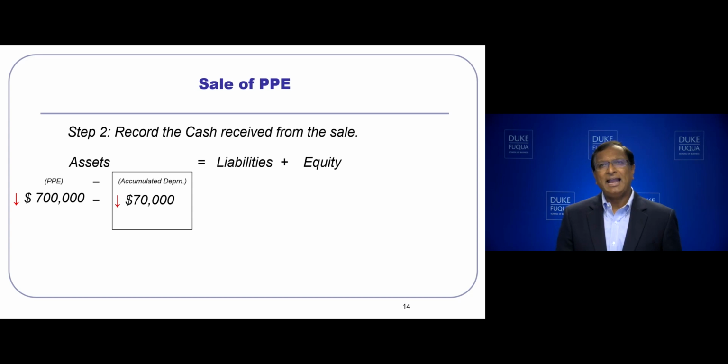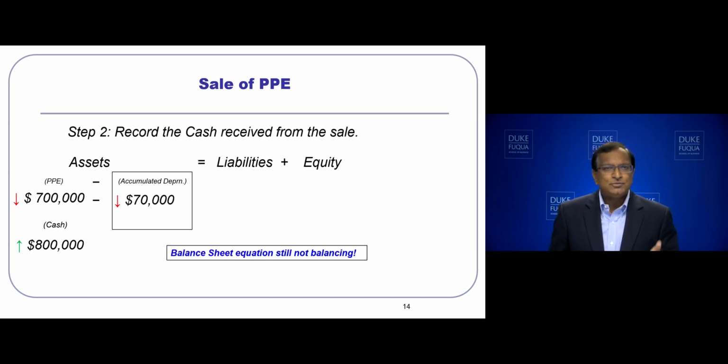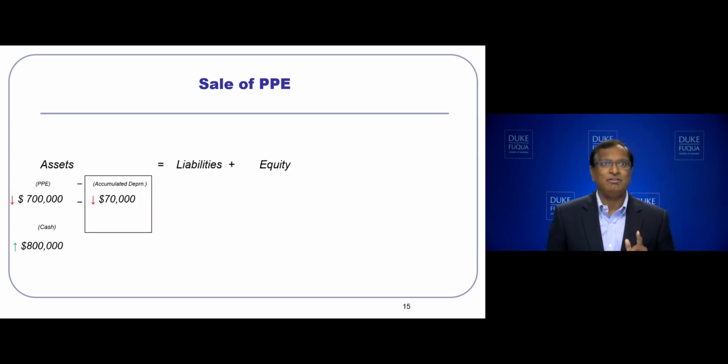Now let's record the cash that was received from the sale. Notice that the firm sold it for $800,000. So let's assume they received cash, in which case cash will go up by $800,000. Now notice with these two steps, the balance sheet is still not balancing. But I know you're thinking we made a profit, so we need to record that. That's what we will do next.